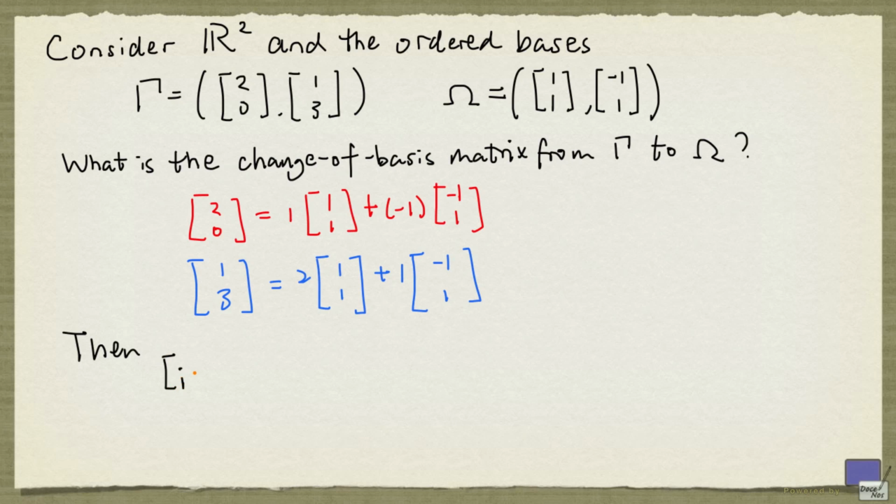And so the change of basis matrix from gamma to omega is going to be given by, so the first column will have these numbers, and the second column will have these numbers.